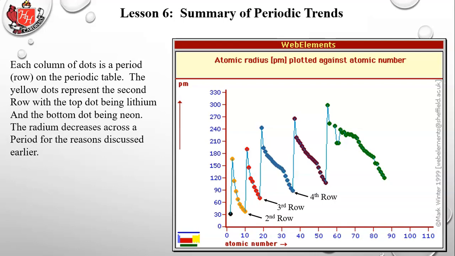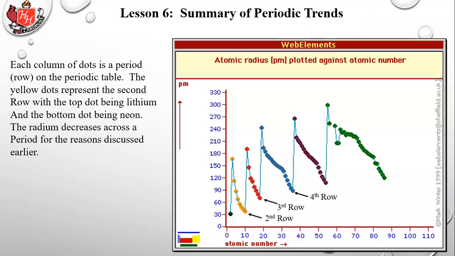Okay, and so now as you go to the red dots up at the top, that would be sodium. And then you keep going across the periodic table in the third row until you get across to argon at the bottom. And then you add a fourth orbital, and that's the blue set of dots. And you jump way up to a larger atomic radius.